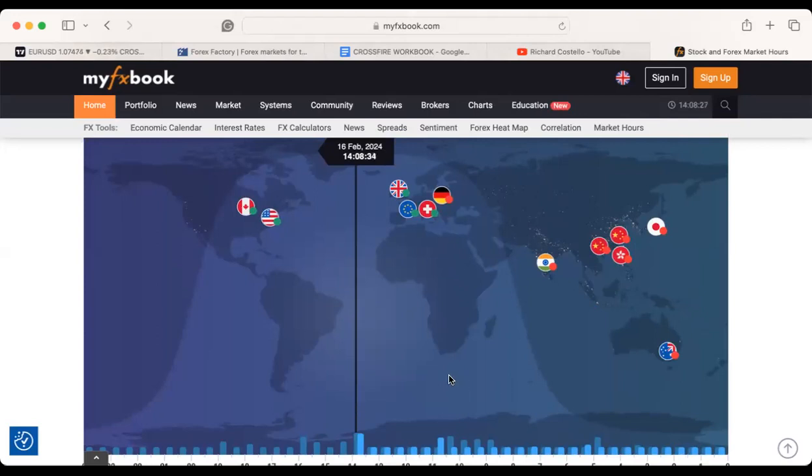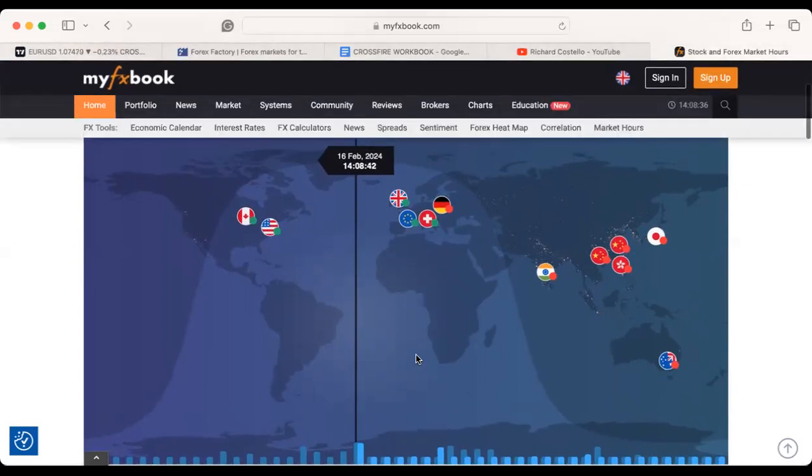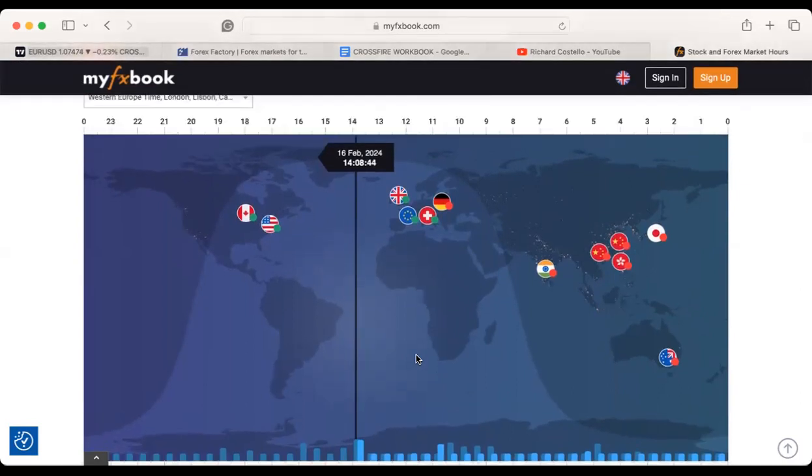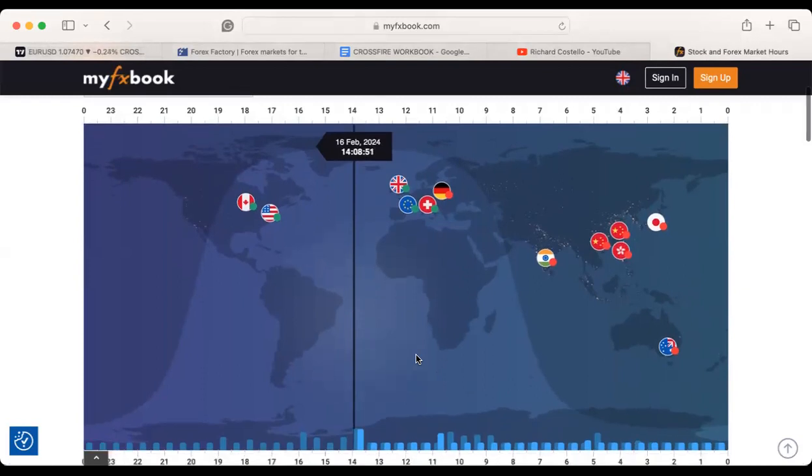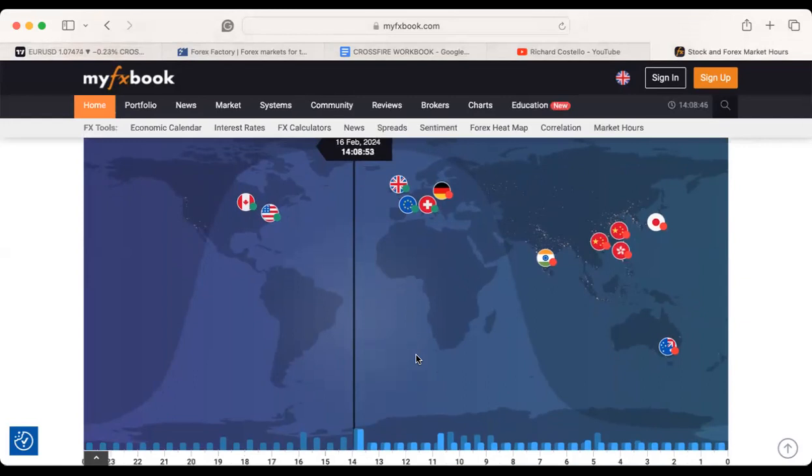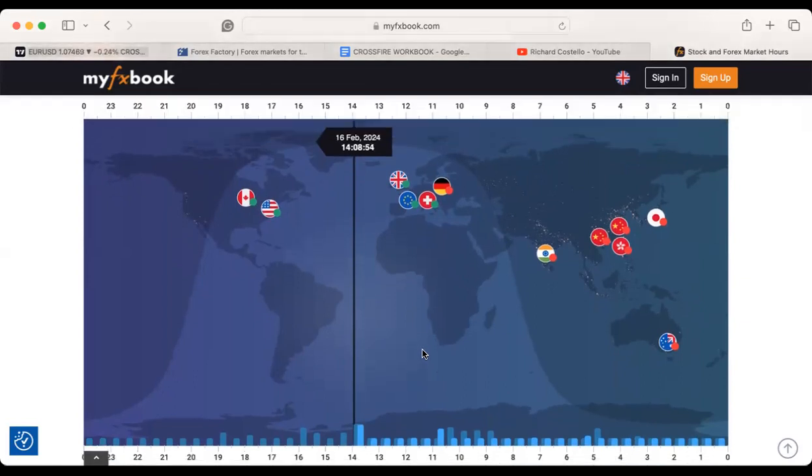So yes, by all means, definitely avoid trading through the news. I would never deliberately be in a trade when a news event occurred. I would wait until after the news event. Most of my trades are done after the news event.